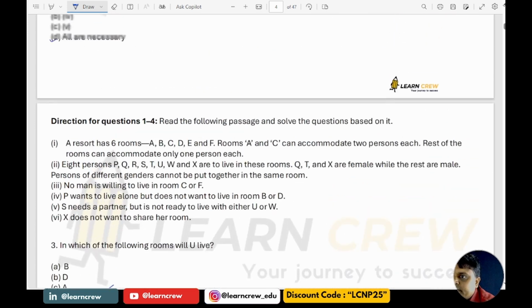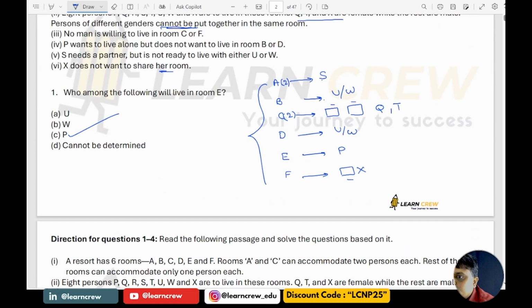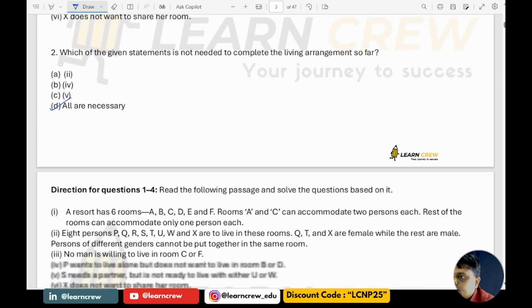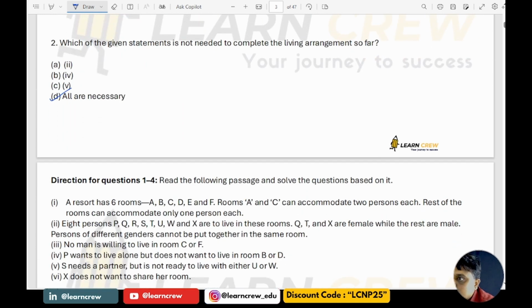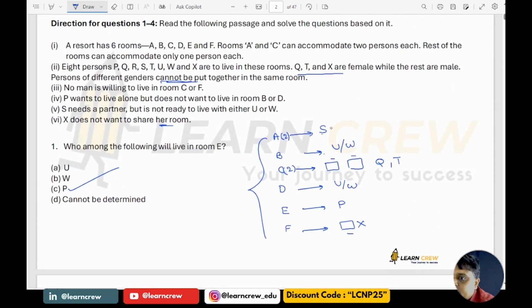So I hope it is clear. I hope everything is clear here. First one, right. And one more thing, see guys. Here two persons are there. Here S and R have to be there. S and R. Here two persons are there. And I hope now it is clear.